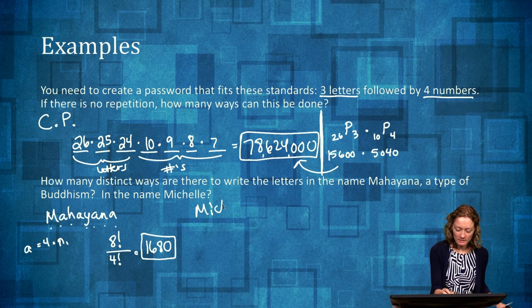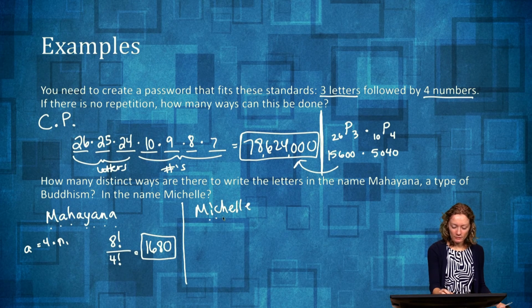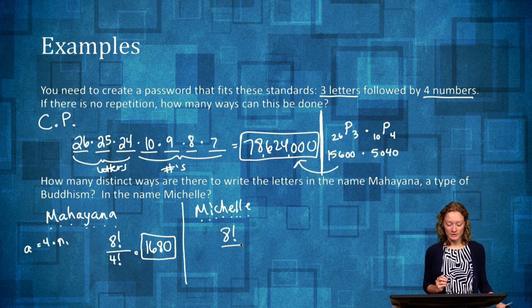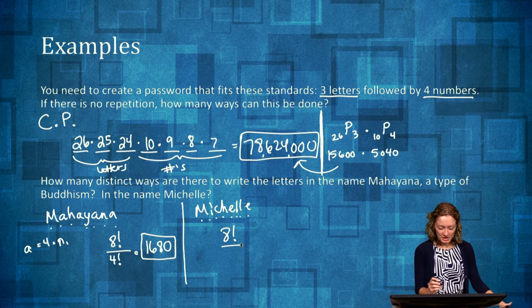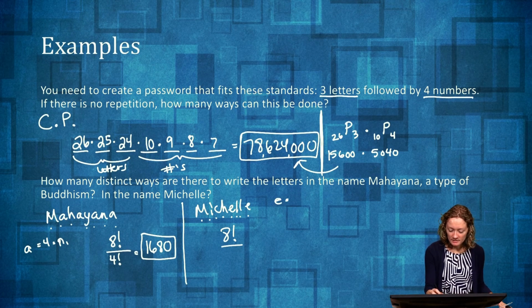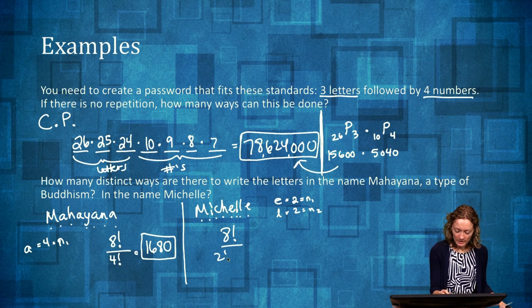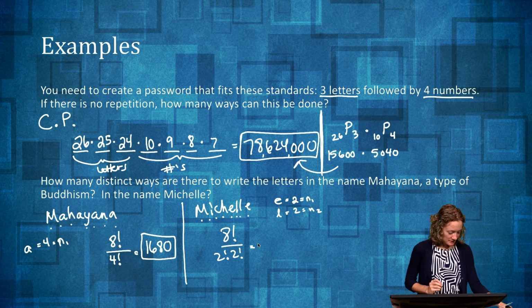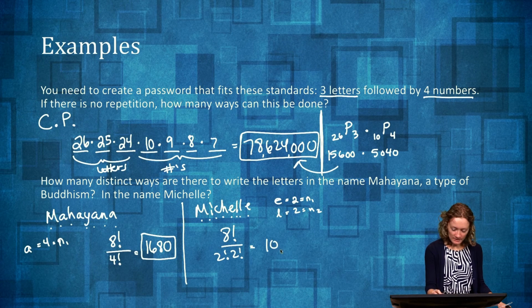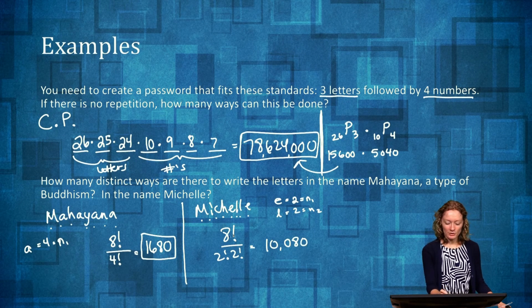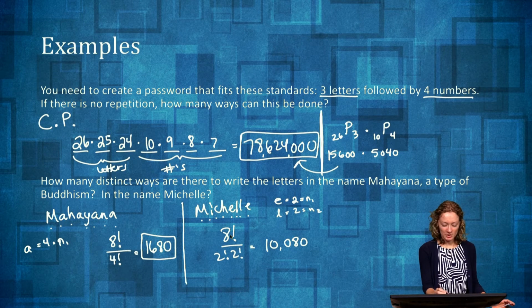Comparatively, in the name Michelle, these are 2 separate questions. Again, we have 1, 2, 3, 4, 5, 6, 7, 8 letters. And then where do we have repetition? Here we have repetition amongst the E's. There are 2 of them, so that's our n1. And amongst the L's, 2 of them, that's our n2. So divide out a 2 factorial and a 2 factorial. In this case, we get 10,080. You can do this work by hand or type each piece in the calculator and then divide.